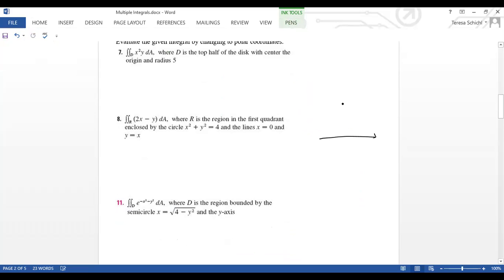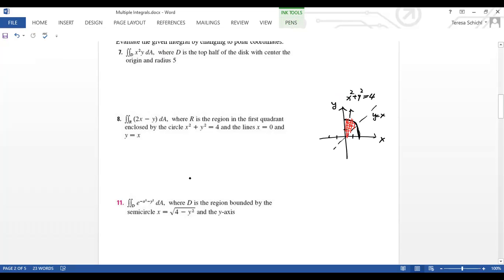All right, so let's try to graph it first, right? This is x, this is y, and x squared plus y squared equals 4. So it's a circle with radius 2. Okay, so it's in the first quadrant, which means this quarter circle here. And the line x equal to 0 is the y-axis, and y equal to x is this line here. So this is my integration region here. This is y equal to x, and this is x squared plus y squared equal to 4.